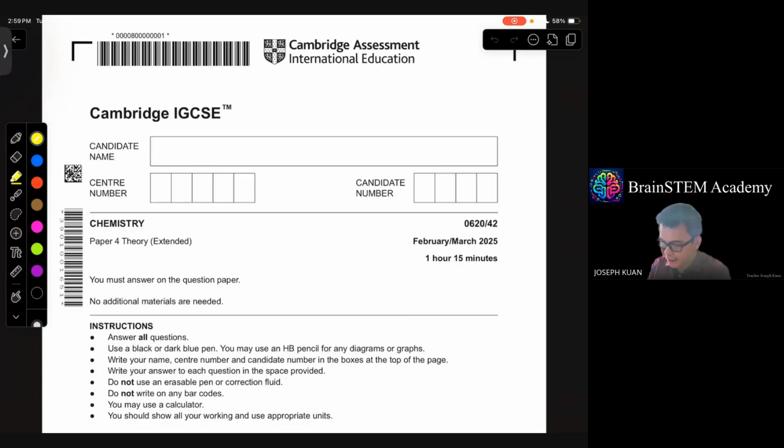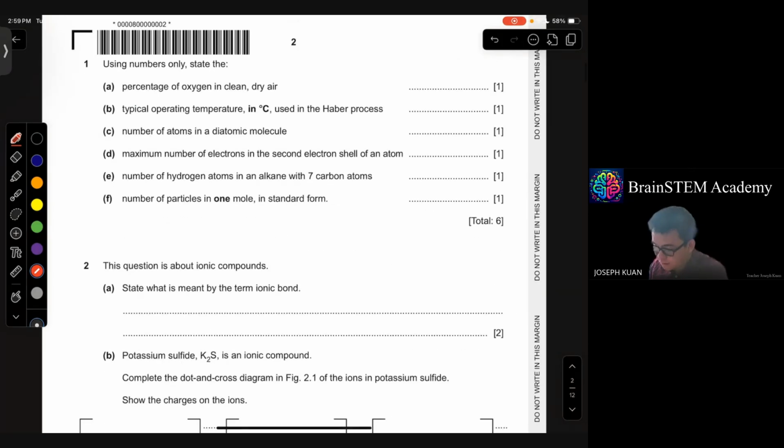This is Cambridge IGCSE Chemistry Paper 4, Theory, Extended, for February-March 2025. Question number 1, using numbers only, state the percentage of oxygen in clean dry air. That will be 21%. B, typical operating temperature in degrees Celsius used in the Haber process. That would be 450 degrees Celsius.